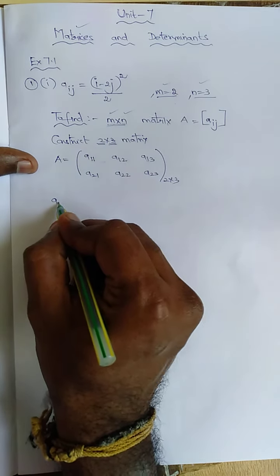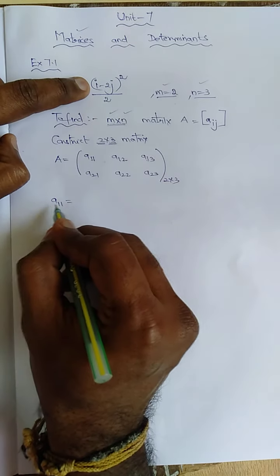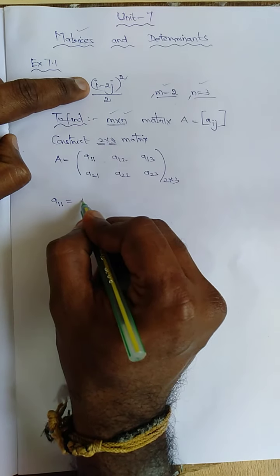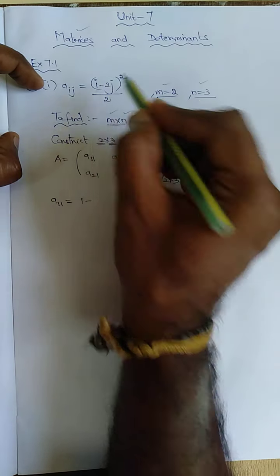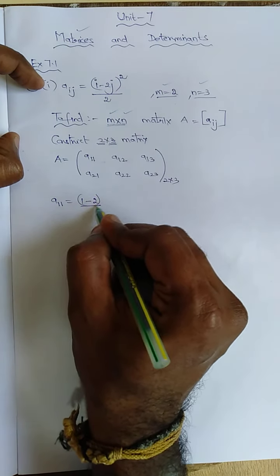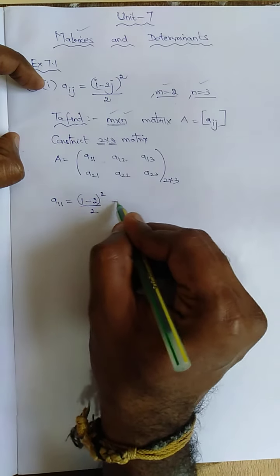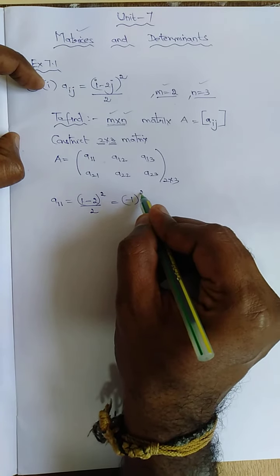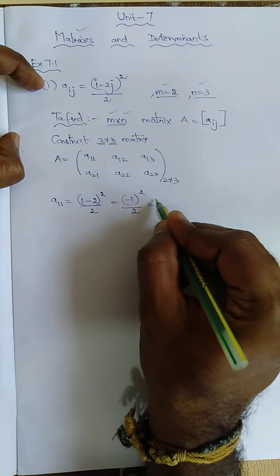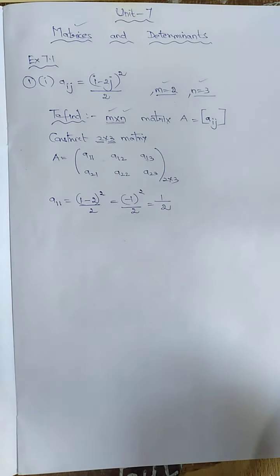So a suffix 1 1. I is 1, j is also 1. Therefore 1 minus, what is j? 1. 2 into 1 is 2, the whole square divided by 2. So 1 minus 2 is minus 1. Minus 1 the whole square by 2. Minus 1 the whole square is 1. 1 by 2. We have got 1 by 2.